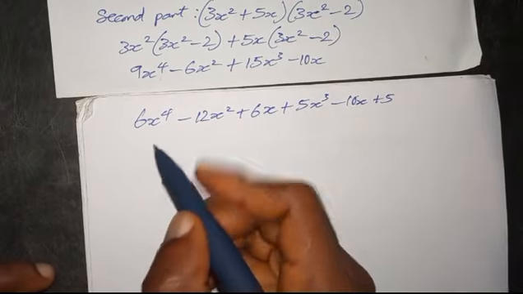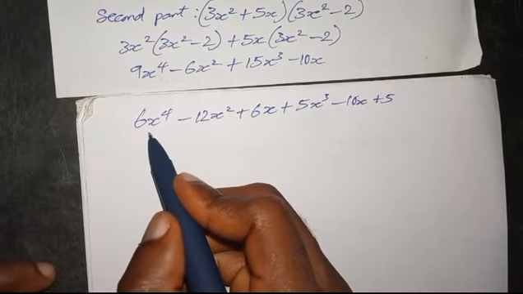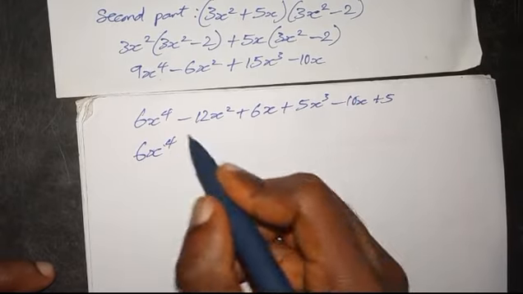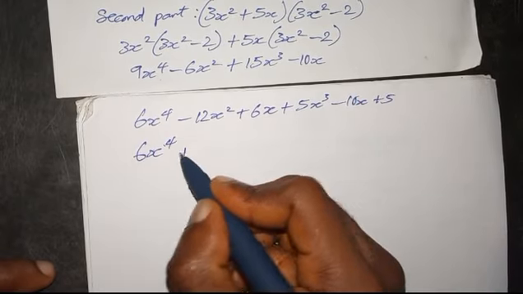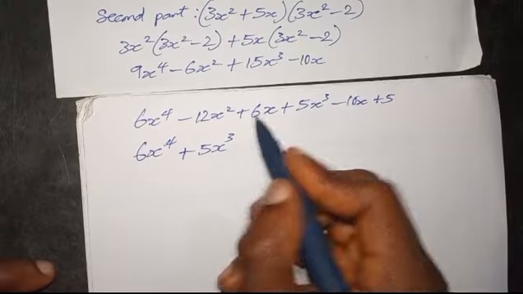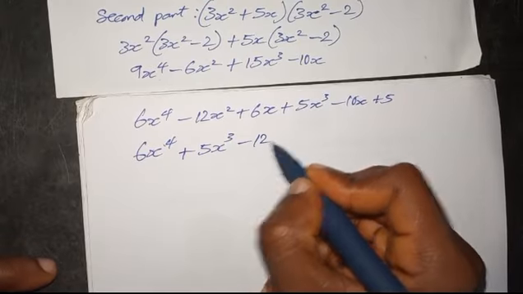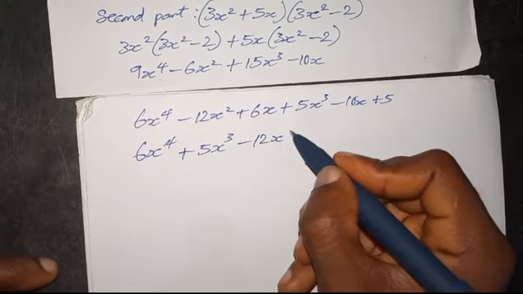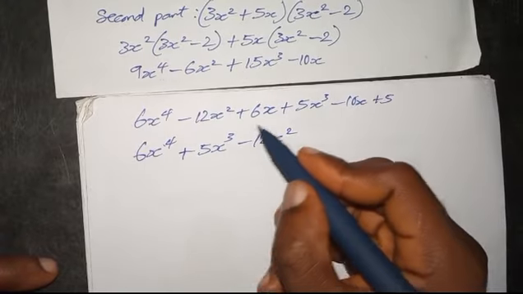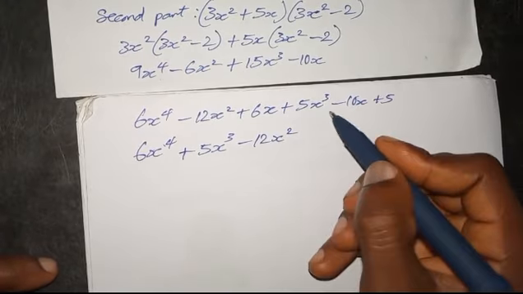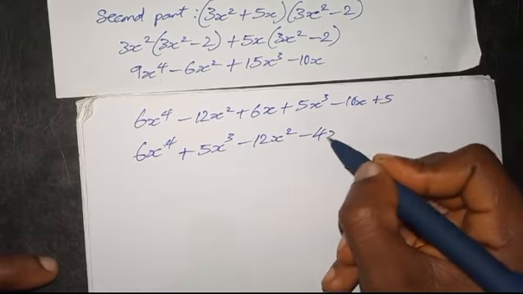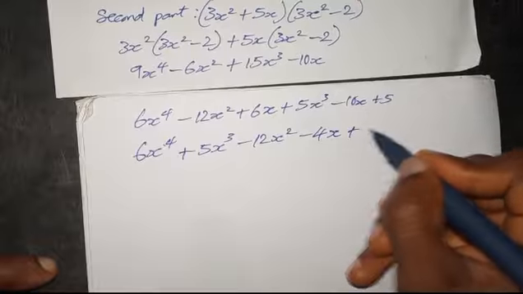Rearranging this first one first, we have 6 according to the number of power, 6x raised to power 4, and the next is 3 plus 5x raised to power 3. This one is 2, which is minus 12x raised to power 2. This one is x raised to power nothing. That means 6 plus 6 minus 10, that will be minus 4, minus 4x, and this one plus 5.